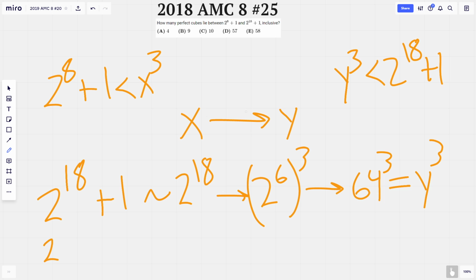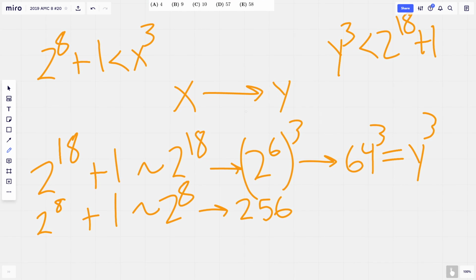Doing the same thing for x cubed, 2 to the 8th plus 1 is roughly 2 to the 8th, and we can directly compute this to be 256. Now, it's not perfectly expressible like 2 to the 18th, but we can easily calculate that 6 cubed is 216, and 7 cubed is 343. We want the smallest cube that's greater than it, so we want to choose 7 cubed to be our x cubed.